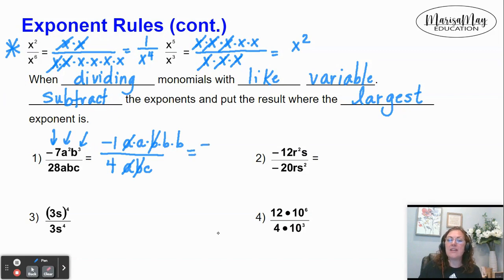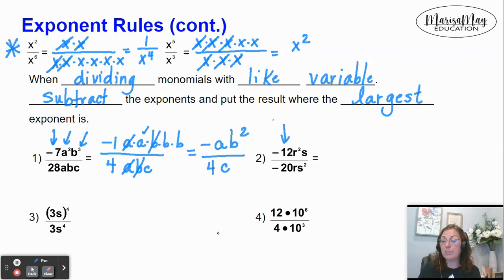So now we have negative a and b times b, or b to the second. And on the bottom, we have 4 and c left. And that's it. That's as simplified as we can get. Let's do one more like that. Look at number 2.